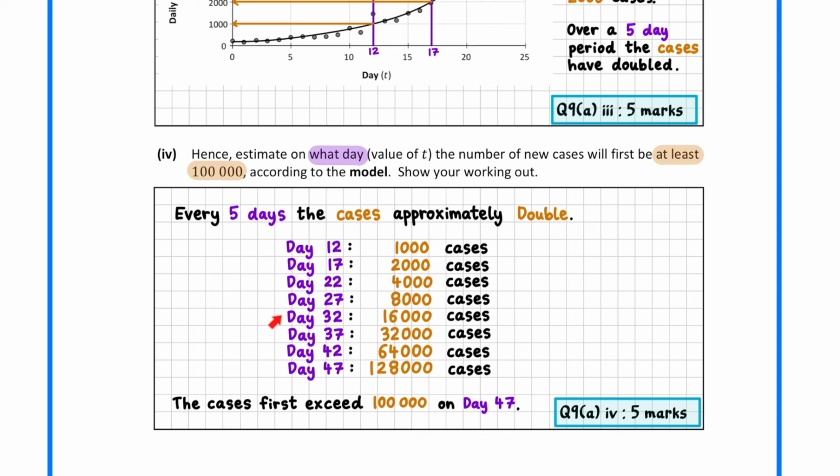Continuing the pattern, we expect day 32 to have 16,000 cases, day 37 to have 32,000 cases, day 42 to have 64,000 cases, and day 47 to have 128,000 cases. The first time this sequence exceeds 100,000 cases is on day 47. So this is a good estimation for the first day that the cases exceed 100,000.